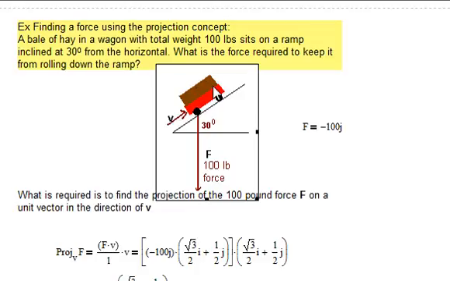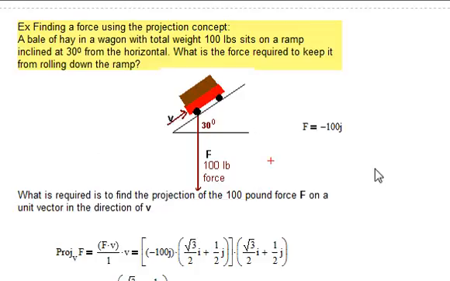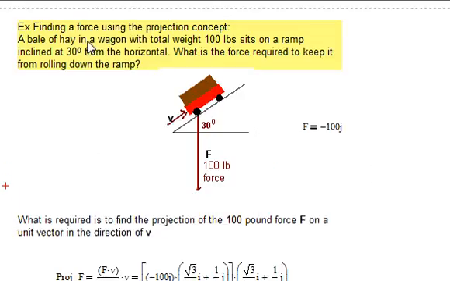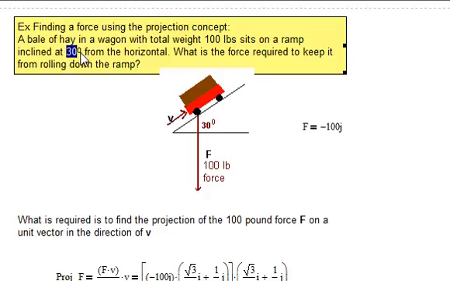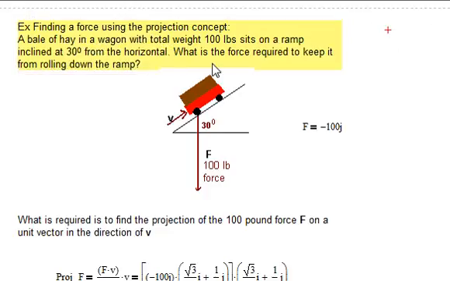A bale of hay in a wagon with total weight 100 pounds sits on a ramp inclined at 30 degrees from the horizontal. I wouldn't try this at home, by the way. What is the force required to keep it from rolling down the ramp? In other words, what's the force on the brake, whatever the brake may be?